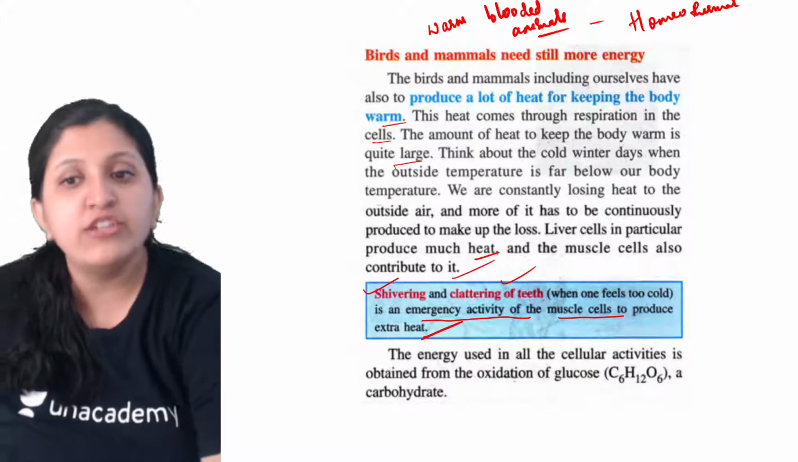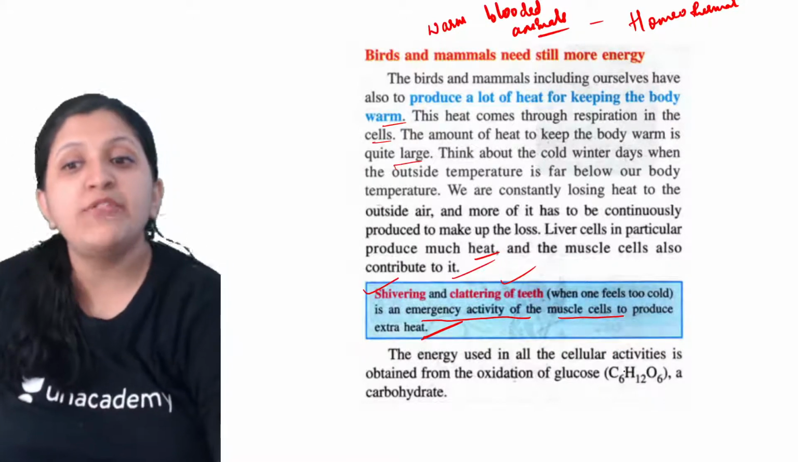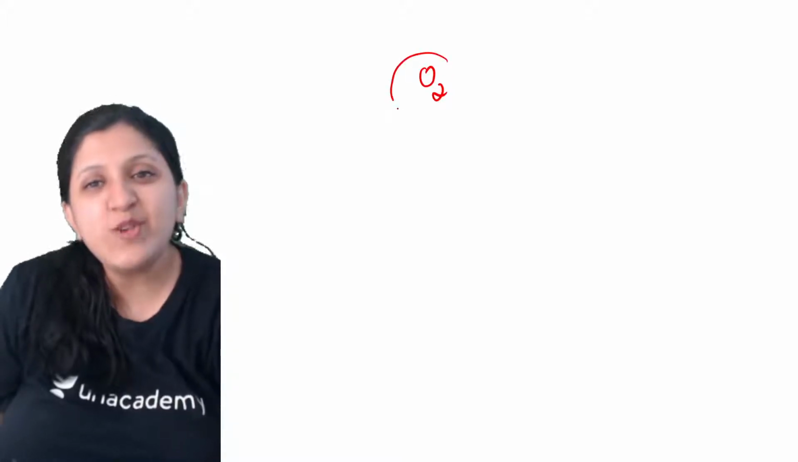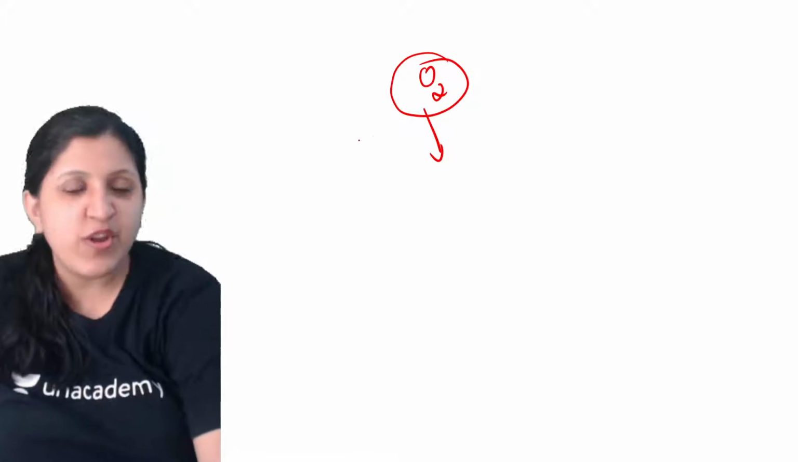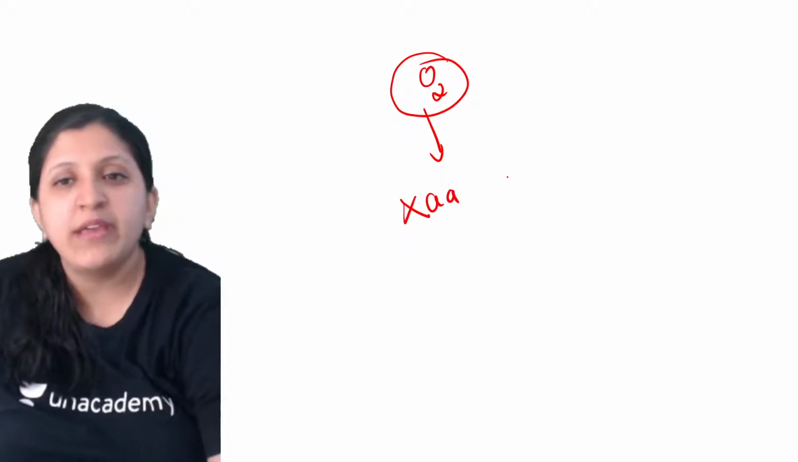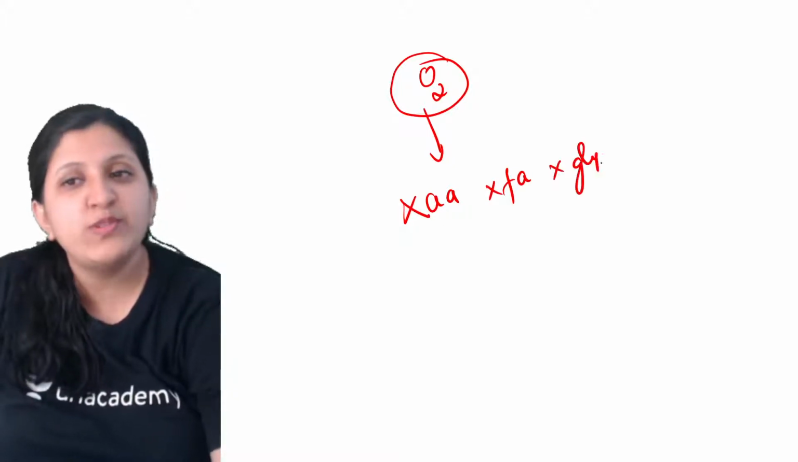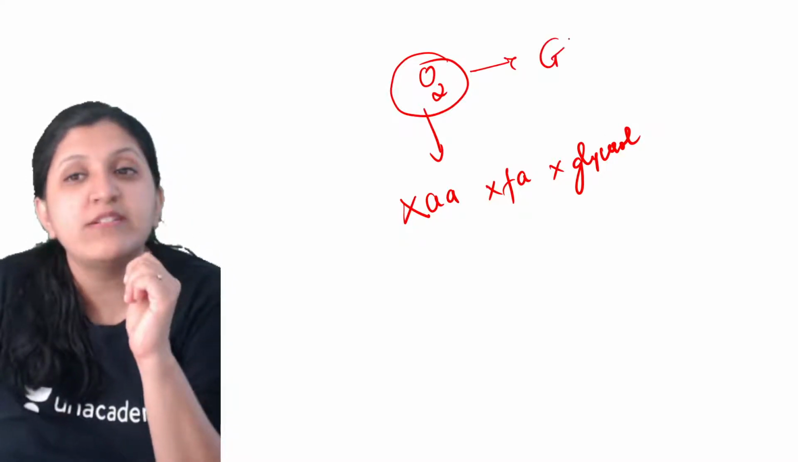Now the energy used in all the cellular activities is obtained from glucose, that is, carbohydrate. How exactly does this work? The oxygen does not combine with any other product. It does not combine with amino acids. Amino acid is not required, fatty acid is not required, glycerol is not required. It always requires glucose.